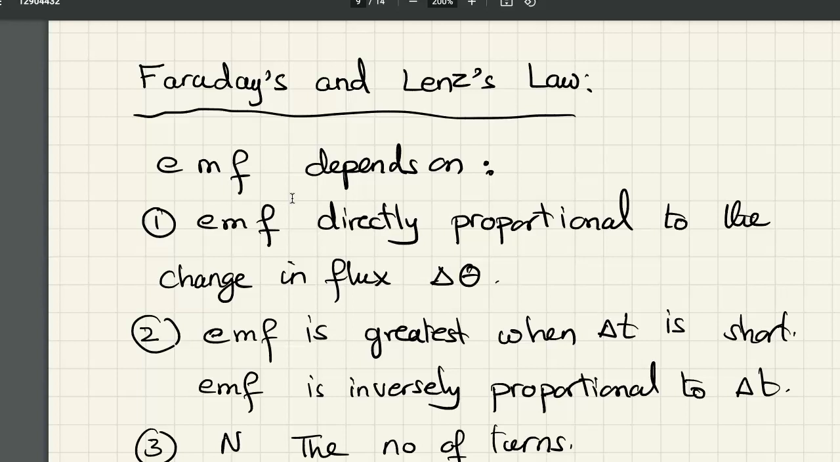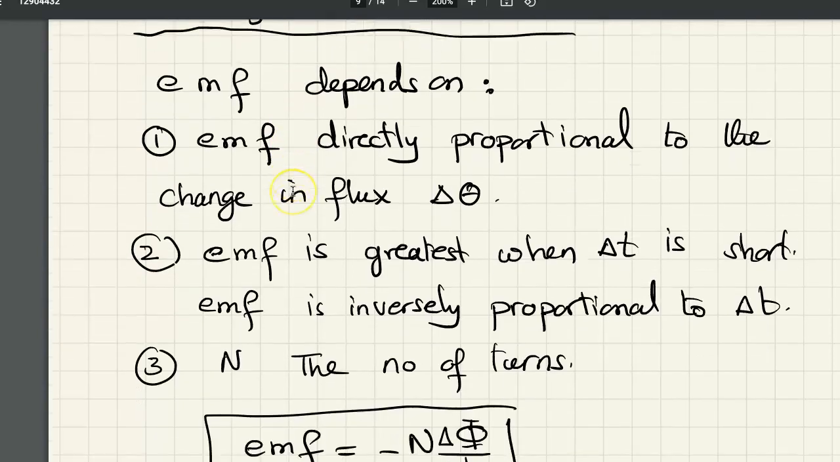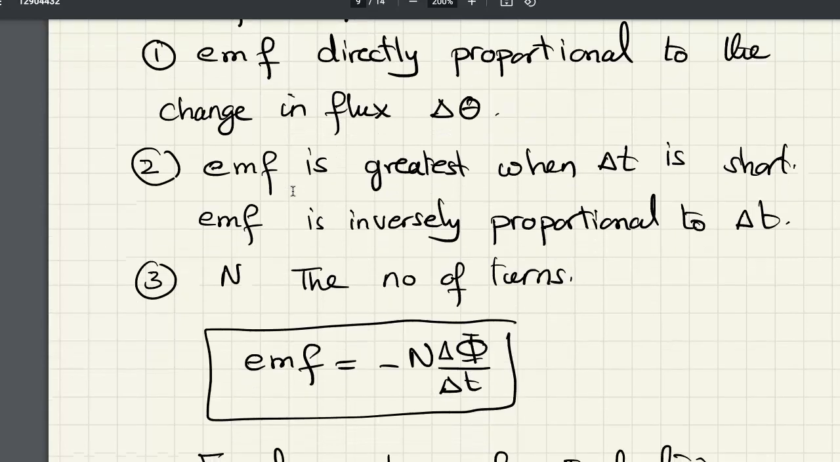And also EMF has to do with the time, and it is inversely proportional to the time. As the time gets shorter, we're going to have more EMF. And of course, usually we don't use one turn, we use multiple turns, a certain number of turns, and they also affect the EMF. EMF equals negative N times delta phi over delta t.